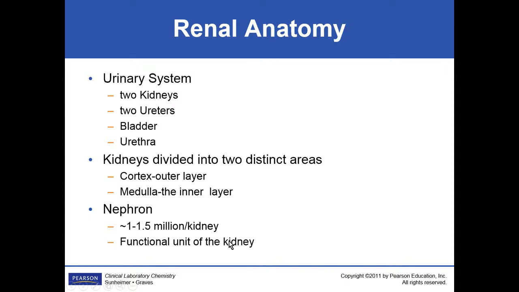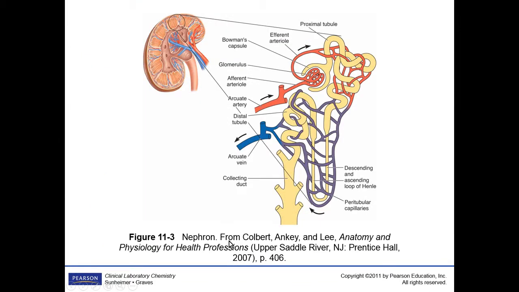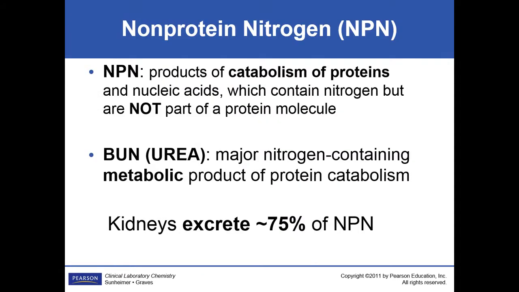We have 1 to 1.5 million per kidney. This gives you a close-up view of it. Non-protein nitrogens are products of the catabolism of protein. They have the nitrogen molecule, but they are not a protein. The main waste product that we're concerned with is what we classify BUN, or urea. The kidneys will excrete 75% of non-protein nitrogens because they're waste products.